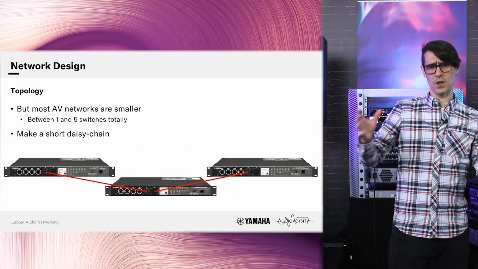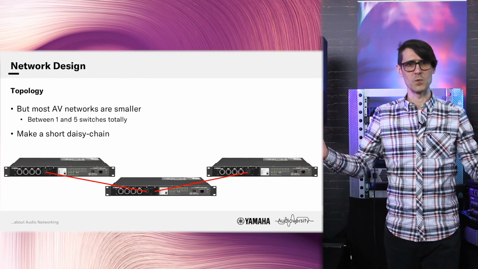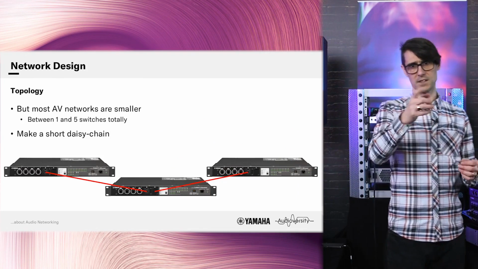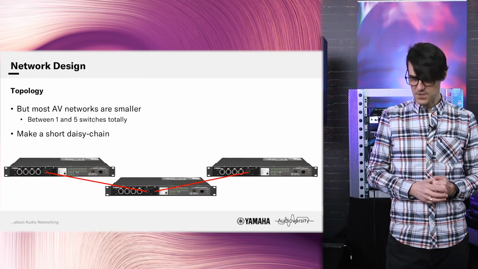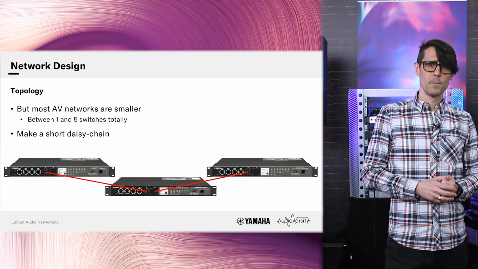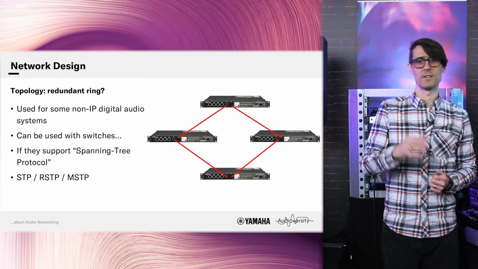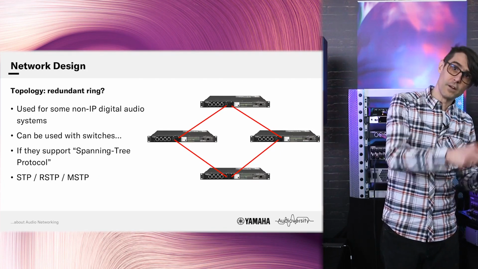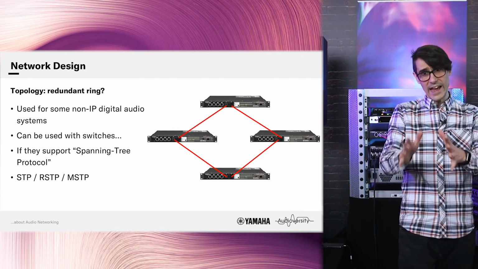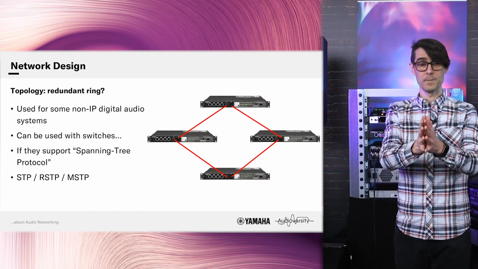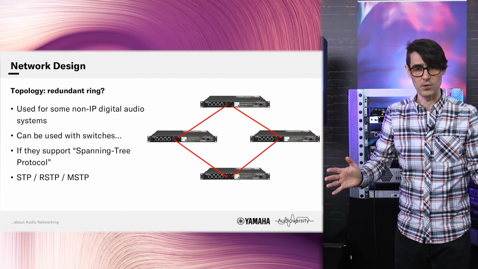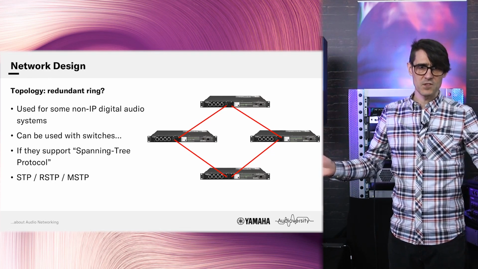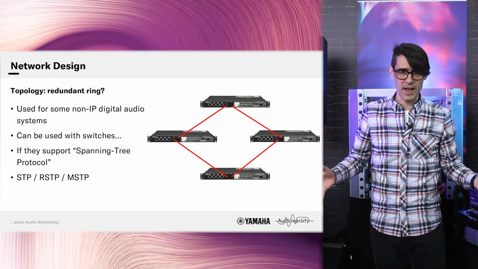A lot of audio networks are quite small, maybe just between 1 and 5 switches totally. So you can make a short daisy chain like this with 3 switches and 2 cables. Maybe you've heard people talking about redundant rings, and some non-IP digital audio systems are made of redundant rings. Well, you can do the same with switches if they support spanning tree protocol, or STP. Maybe you've seen RSTP, which is rapid spanning tree, or MSTP, which is multiple spanning tree.